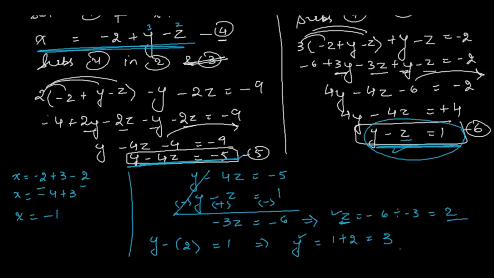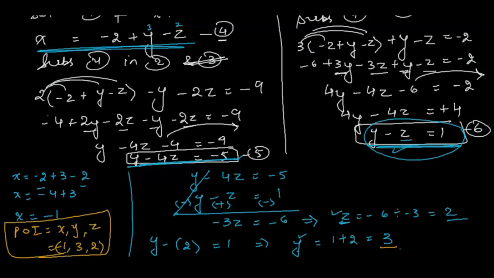Writing all of this together will give us the point of intersection. So we would say the point of intersection is x, y, and z, where x is minus 1, y is 3, and z is 2. And this is our solution for this problem.